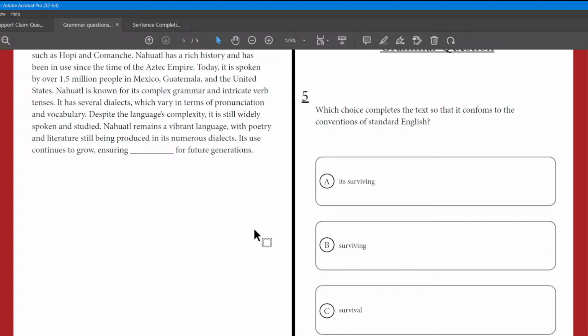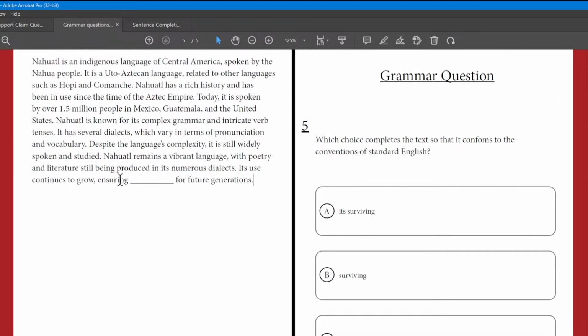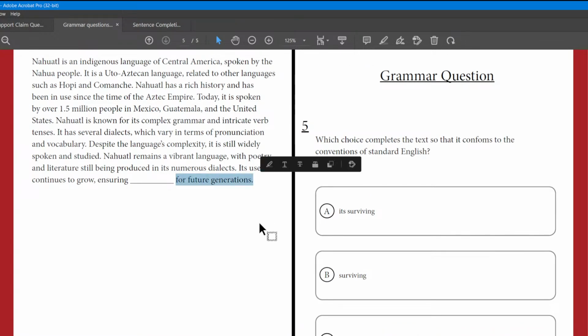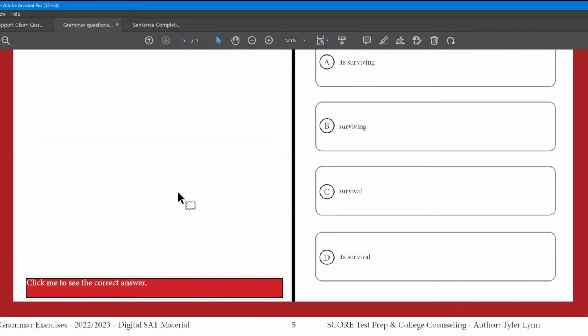Like if we don't learn this language, we're all going to die or something like that. So it's important to make sure that you don't create ambiguity. Make sure that you're keeping the meaning clear. By saying it's survival, I know that we're not talking about the survival of future generations. We're talking about the survival of this language, which is the topic of the paragraph. So all y'all got that right. Good job to you. Love to see it.